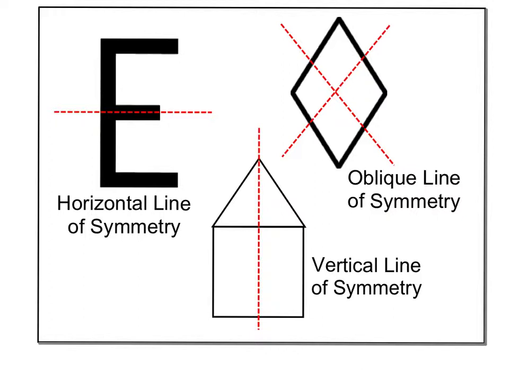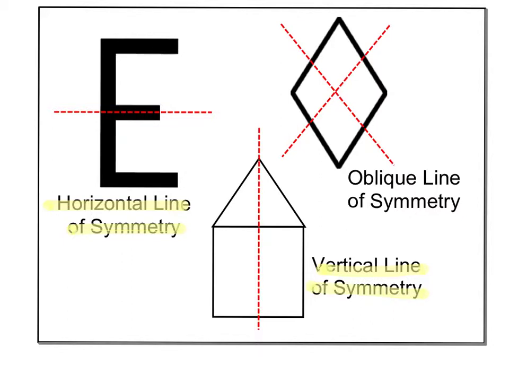First one is horizontal. Let's make the highlighter a little bigger. So horizontal, line of symmetry. So they expect you to know these words now, that horizontal goes left to right. So the letter E, if you cut it in half horizontally, each half is identical. The second one would be a vertical line of symmetry, again going up and down.